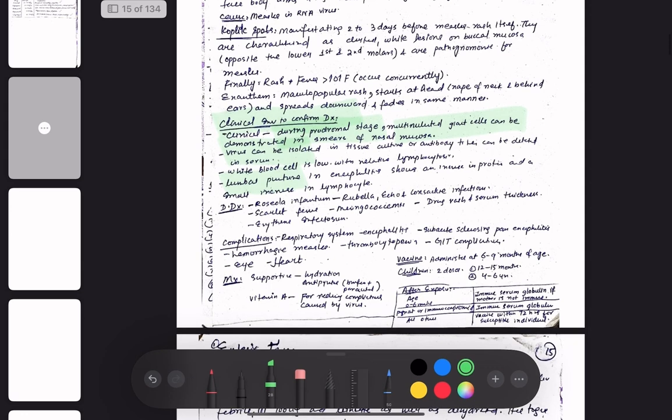Now the differential diagnoses of measles are roseola infantum, rubella, echo and Coxsackie infection, scarlet fever, meningococcemia, drug rash, serum sickness, and erythema infectiosum. These are all the differential diagnoses of measles.